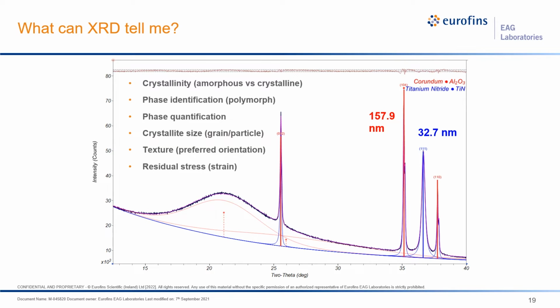Finally, we have residual stress. This is also a technique commonly used for thin film samples or coatings in which there may be some strain due to lattice mismatch or differences in thermal expansion coefficients. These are just a few of the more common uses for XRD, but you can see how much information you can pull out of a single measurement.